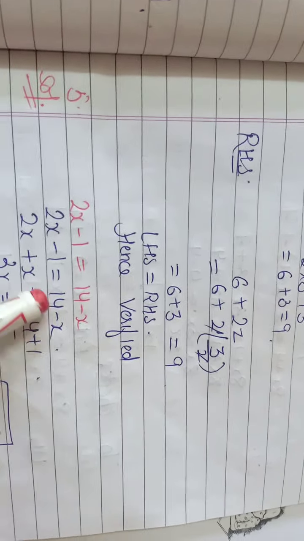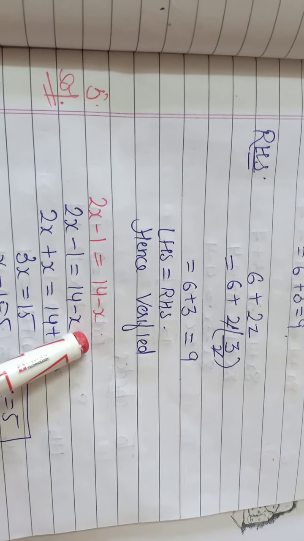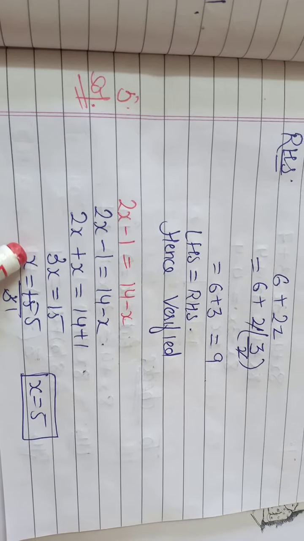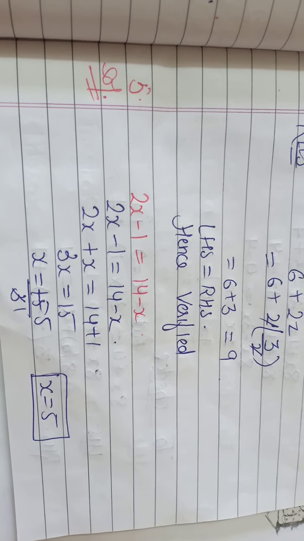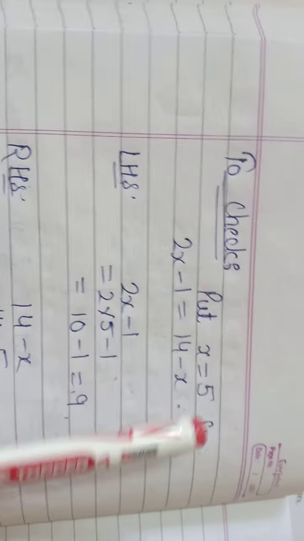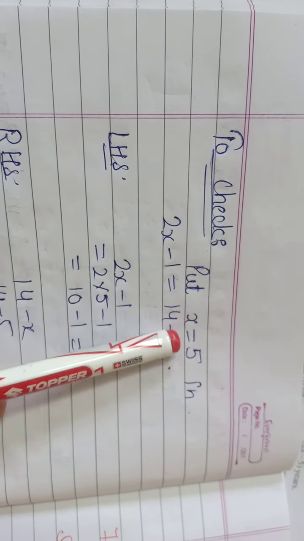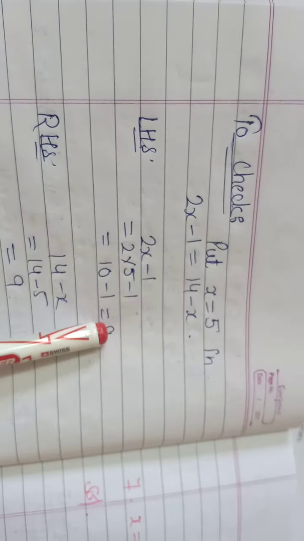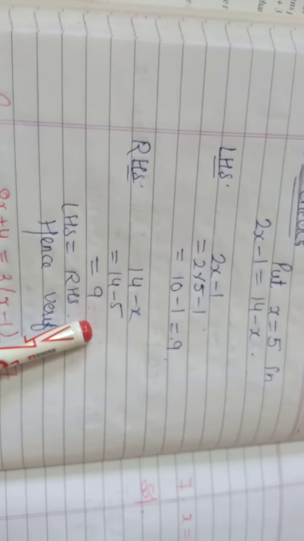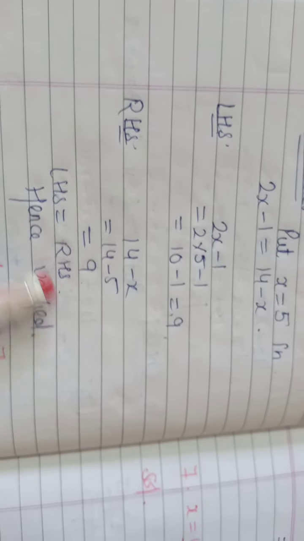The next is 2x minus 1 is equal to 14 minus x. So variables are on one side and constants are on one side. So we get x is equal to 5. So again to check this, we have to put x is equal to 5 in the given equation. So left hand side becomes 9 and right hand side also becomes 9. So this verified our answer.